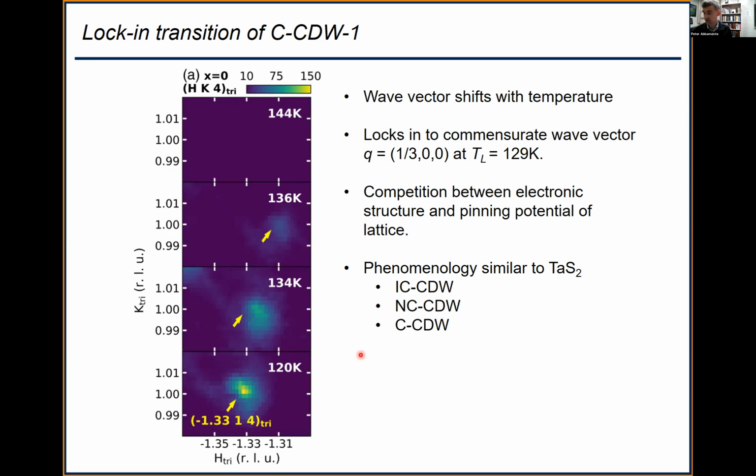Yeah, so what this really tells you is that at high temperature, there's something determining what the Q vector is, something related to the Fermi surface or electronic structure in some way, and that's competing with the tendency of the CDW to pin on the lattice. So those two effects compete with each other. At high temperature, there's one Q, and then it shifts, and at low temperature, there's a pinning effect.